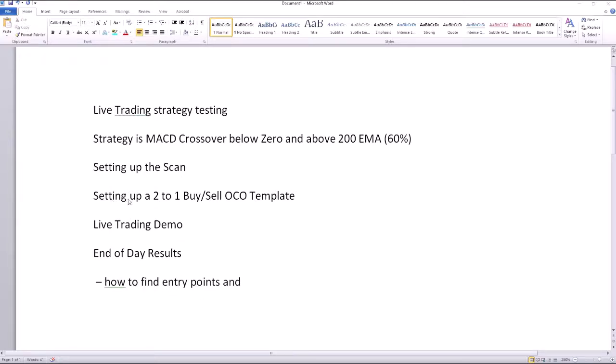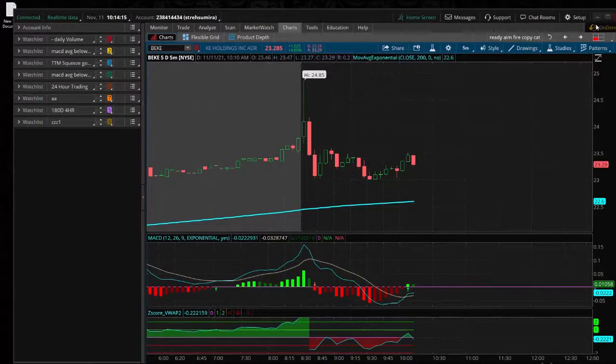We are going to be setting up a 2-to-1 buy sell OCO template so that we can jump into the trade right away with our 2-to-1 ratio. We're going to be doing live trading demos, so I'm actually going to be trading. And then we will look at our end of day results and see what it looks like. So let's jump right into it.